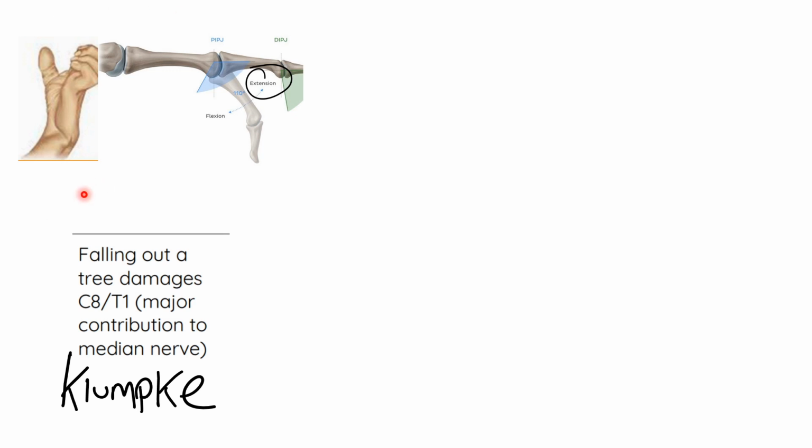And basically this occurs when, for example, falling out of a tree, or you can picture it as when, for example, in childbirth, a baby's arm is quite above the head and pulls on their arm, pulls on their body, basically. Their body is pulling on their arm. So this damages C8 to T1, which is a major contribution to the median nerve.